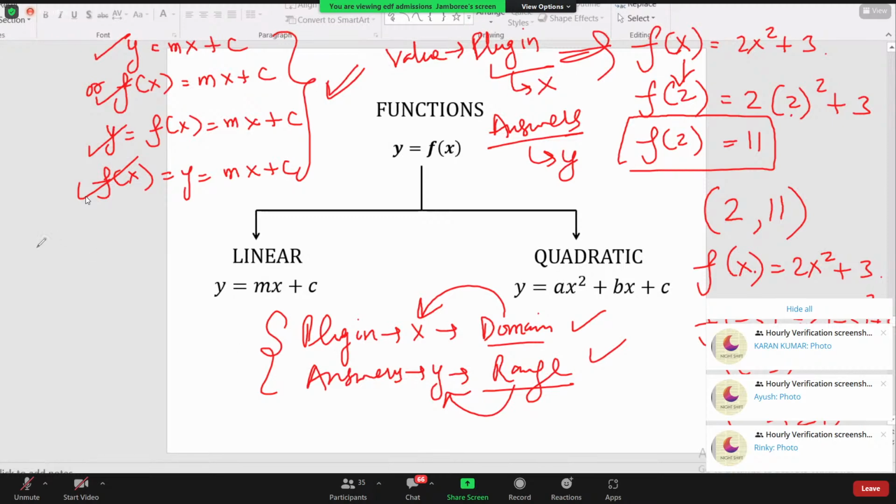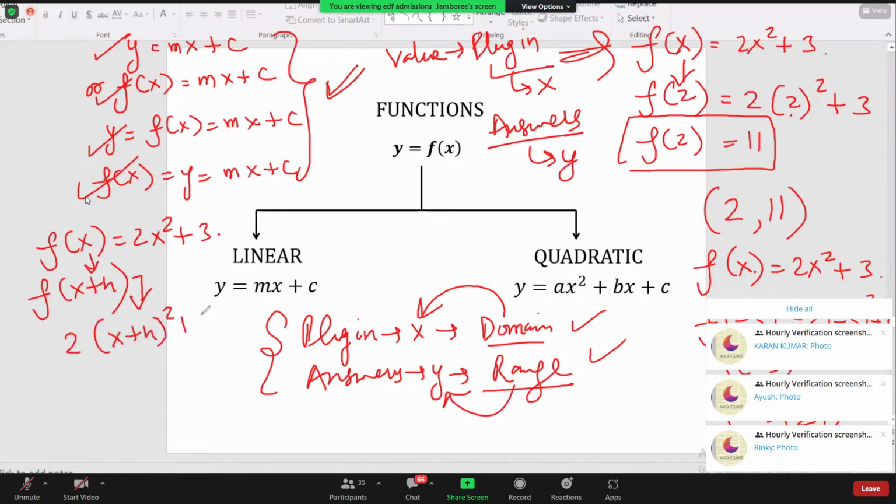Also, what you need to remember is if we are given f of x equals 2x square plus 3, and let's say we are asked to find the value of f of x plus h. Out here, you need to replace the value of x with x plus h in the function, and this function will now become 2 times x plus h whole square plus 3, wherein the a plus b whole square identity will be applicable, and then you will expand and find the answer.